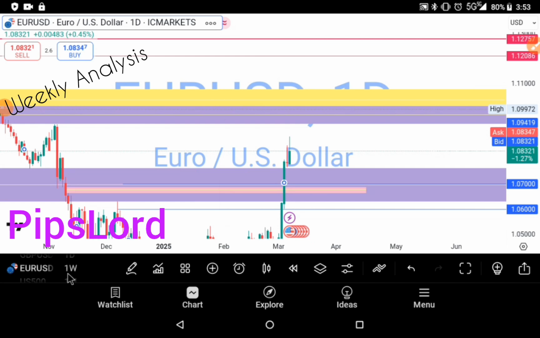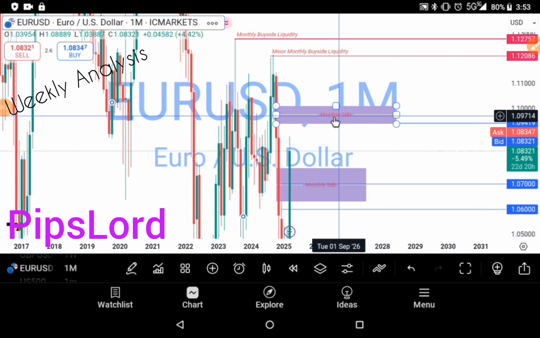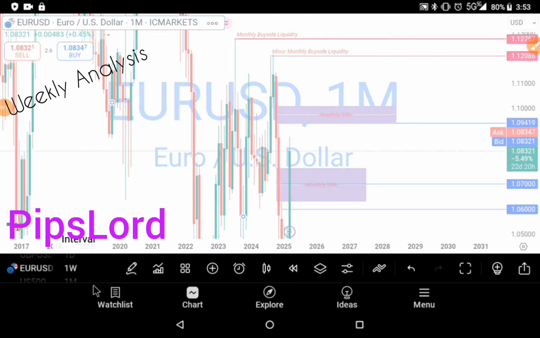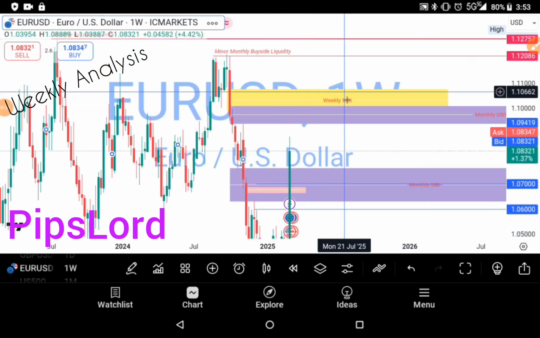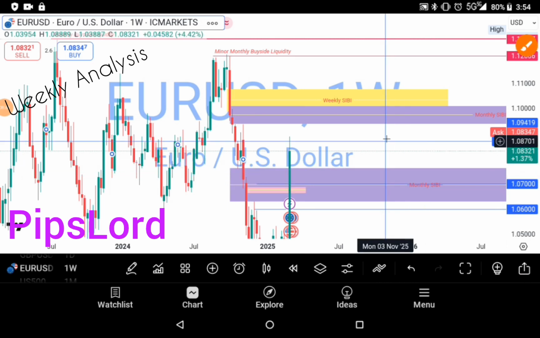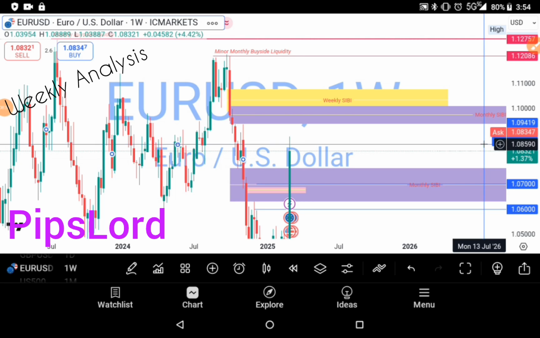Let me go to the higher time frame. Yeah, I have the monthly CB here and the weekly CB as well. So the weekly CB in yellow, and this is the monthly CB. So I'm expecting the market price to gravitate into those levels, and if you could see 1.10 thousand on the long term. So I'm watching if the market price will gravitate into 1.10 thousand.